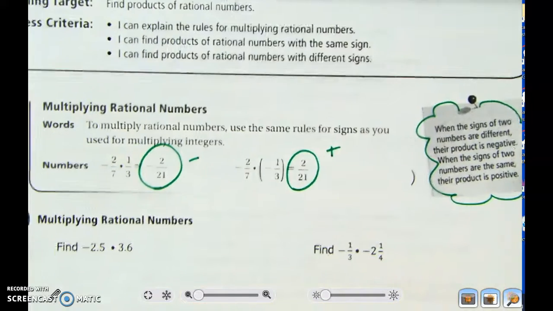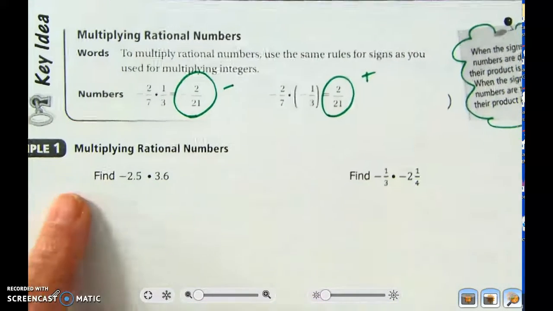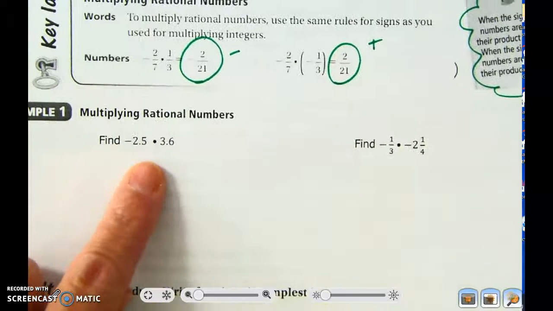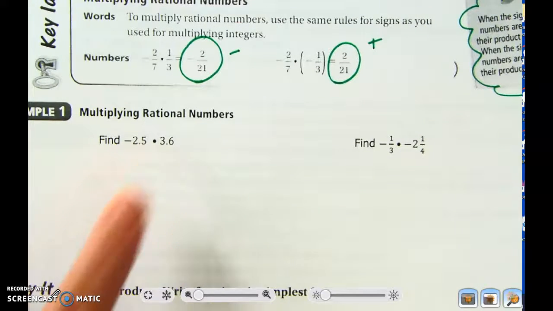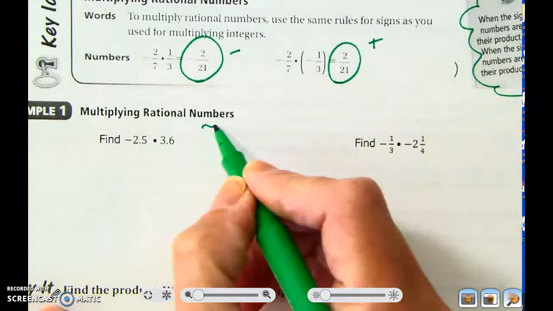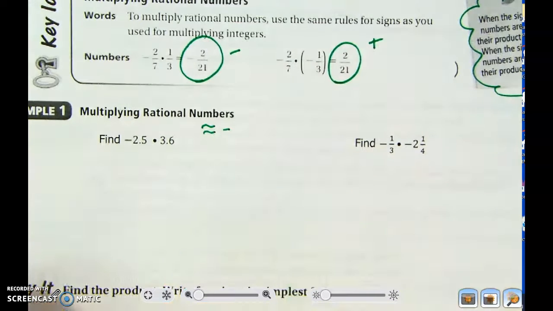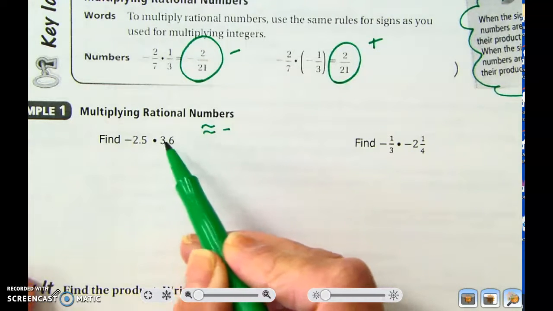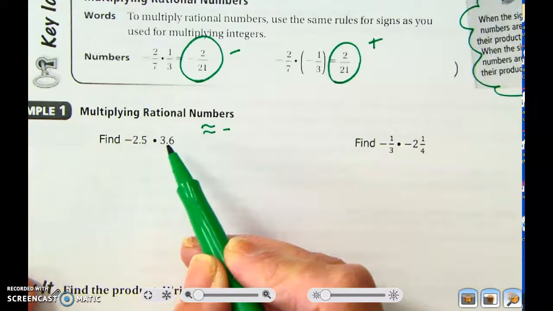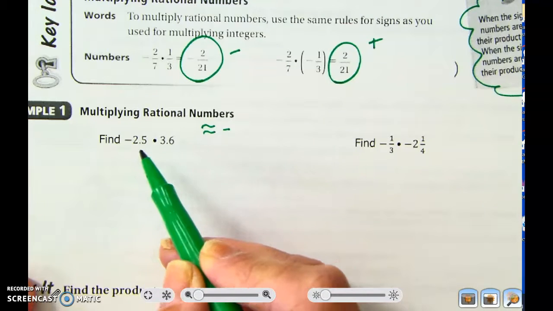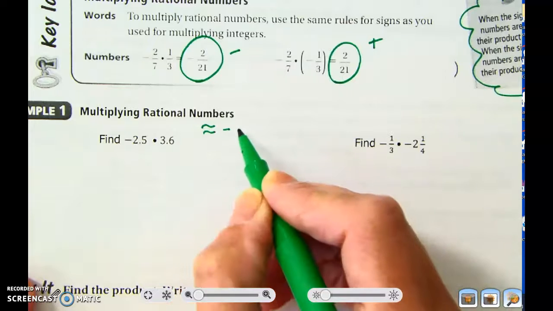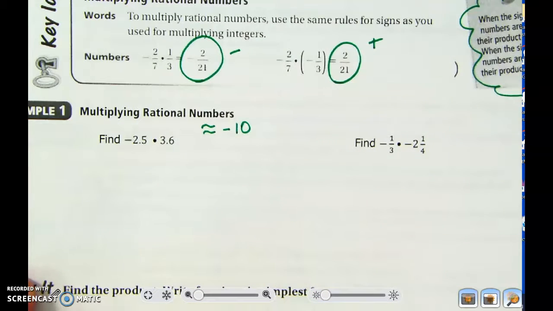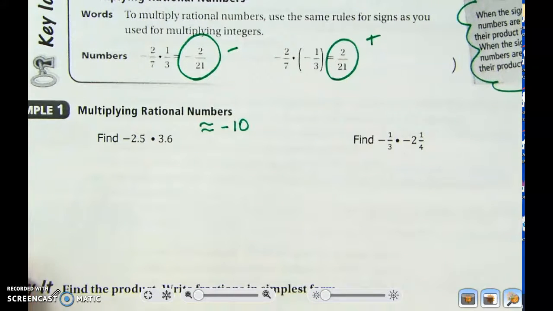All right, let's try a couple examples here. So first of all, we have multiplying decimals. We have a negative and a positive. So we know that our answer is going to be a negative product. We can also estimate. We can think that 3.6 is close to 4. What's 4 times 2.5? Well, 4 times 2 is 8, and then half of that would be 2 more. So it's going to be about negative 10. So we were shooting for an answer around there.